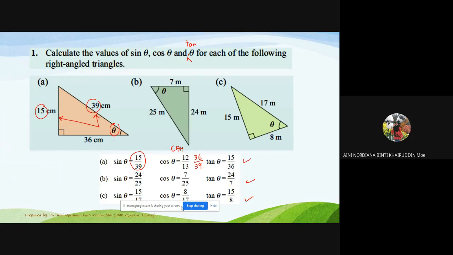Any questions, girls? Any questions before we proceed to number 2? No, teacher. Okay, question number 2.